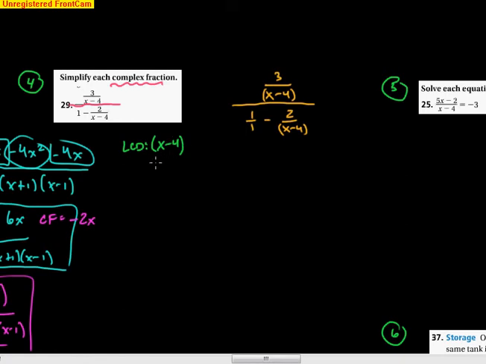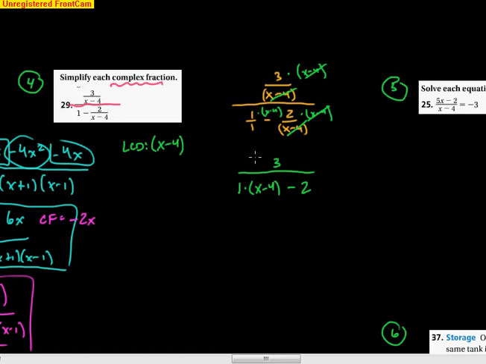So in order to simplify this complex fraction, we're going to take every numerator and multiply it by x minus 4. And here's what happens. In the top, do you see how there's an x minus 4 in the bottom and the top now? They go away, and your top is just a 3. In the bottom, this 1 doesn't really matter, so this is just 1 times x minus 4, minus, and now here, this x minus 4 and that x minus 4 cancel, 2.